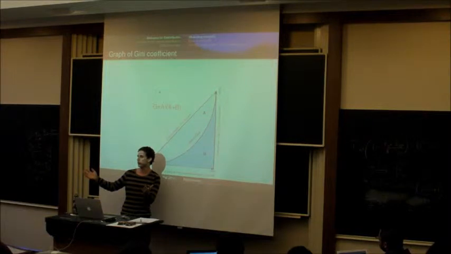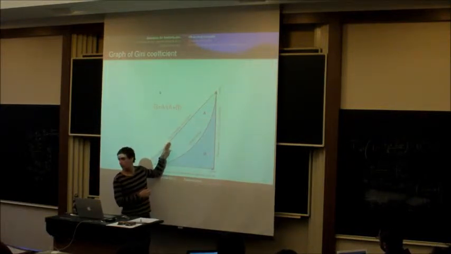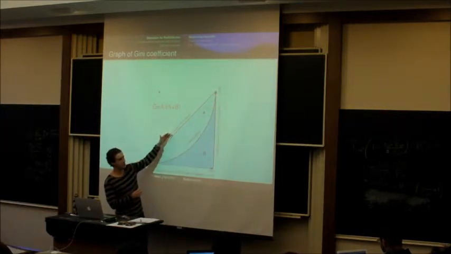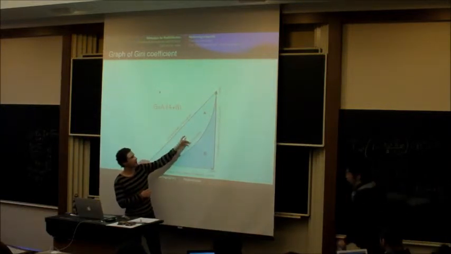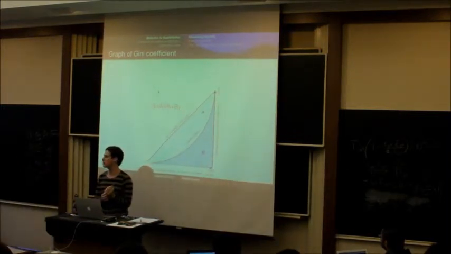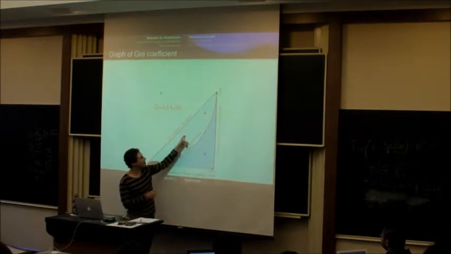So that's perfect equality, right? To the extent that this is below that 45-degree line, there's inequality. And so the area between the line of equality and the Lorenz curve is the area A, and 2 times A is the Gini coefficient. Or that's the same as A over A plus B.